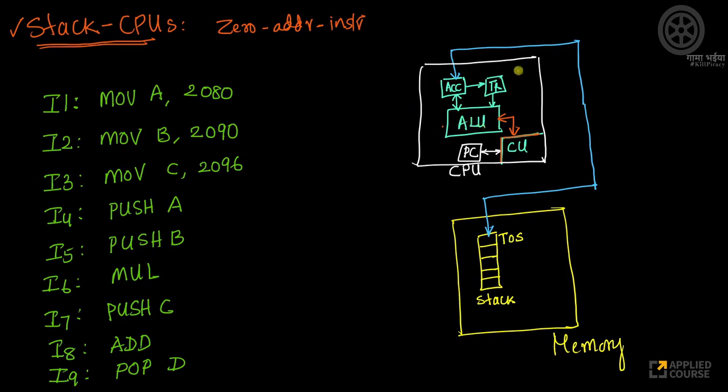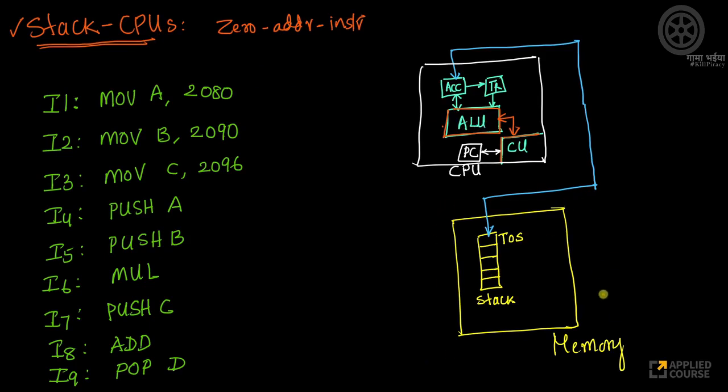So in your stack CPU, look at this whole white box. Again, this is the logical schematic diagram. This whole white box is the CPU. It consists of your ALU and your control unit. In a stack CPU, all arithmetic and logical operations are done using a stack.